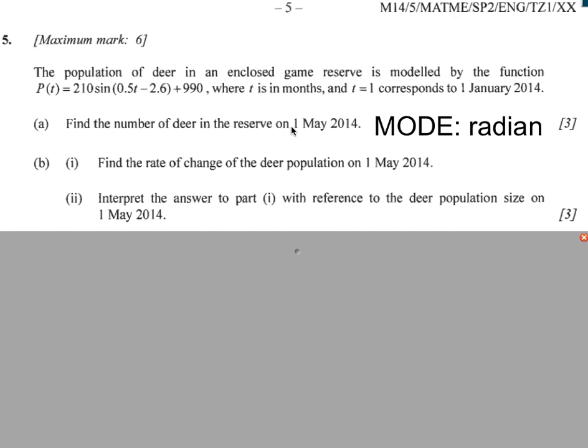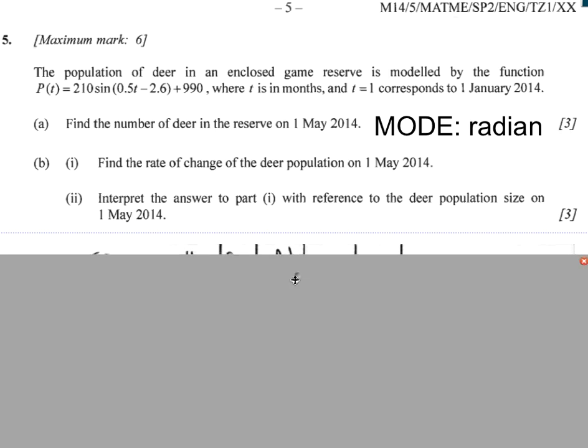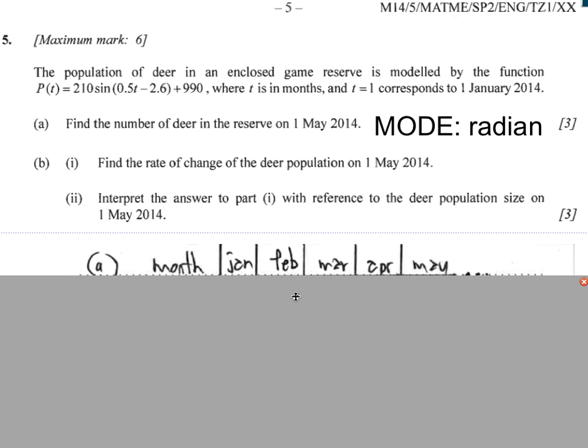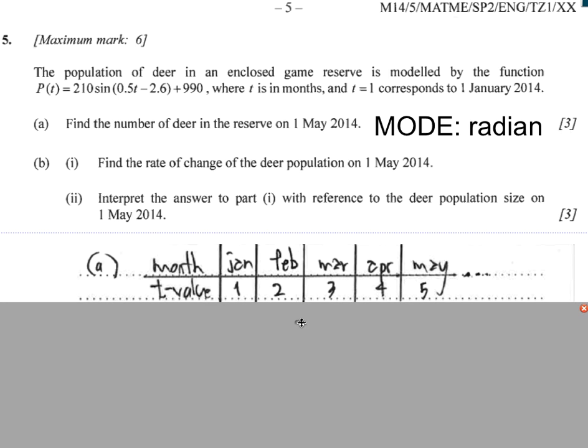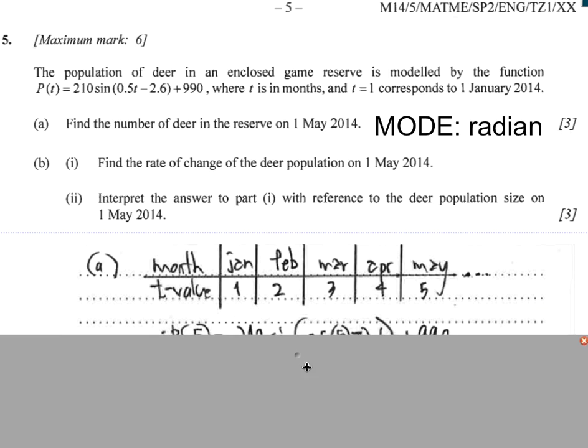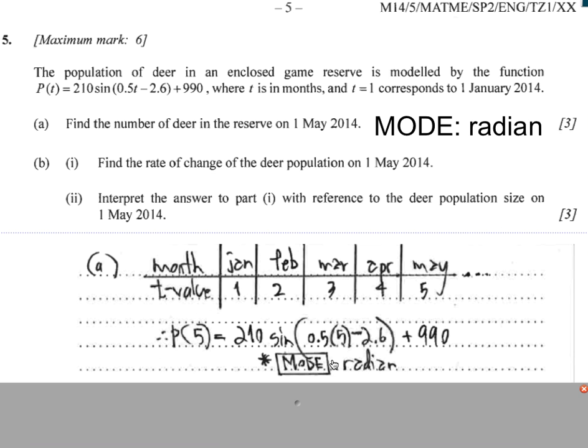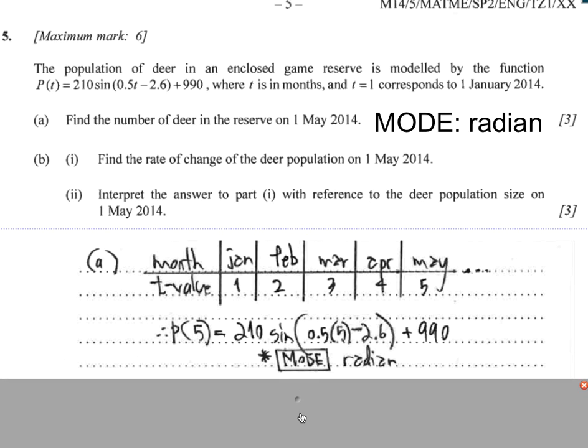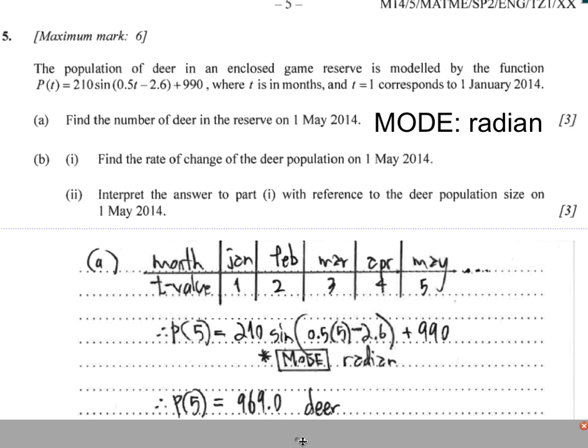The number of deer in the reserve. Well, if January 1st, t equals 1, let's create a little table where we have month across the top, and the t value that corresponds to each month. That way we reduce the risk of making an error just counting months. And then from there, it's just a matter of substitution into that particular function. And again, I noted here as a courtesy to you to remember to be in radian mode. And then the graphing display calculator should really take it from there, and 3 significant figures would be fabulous. So 969 would work, deer, on May 1st.